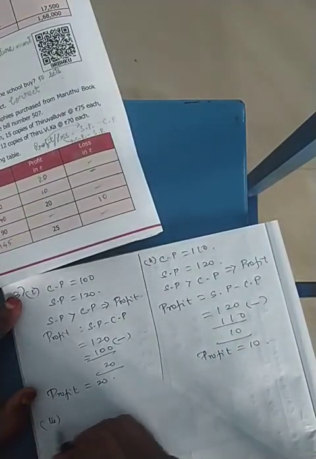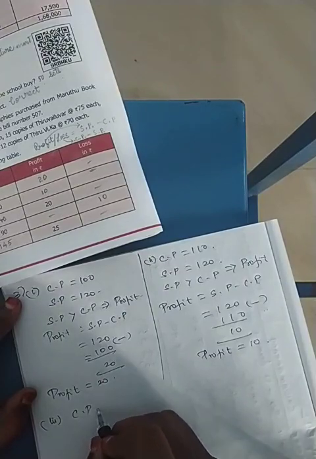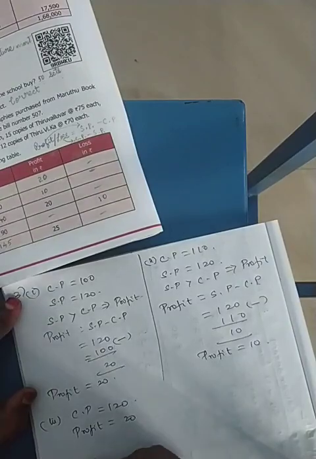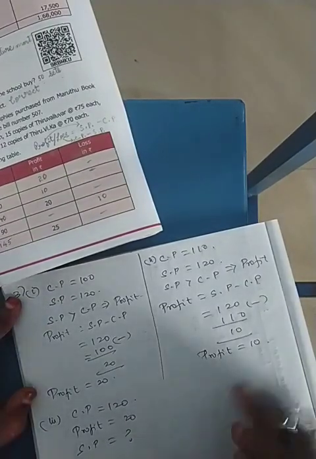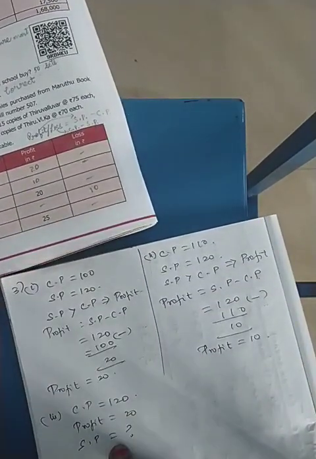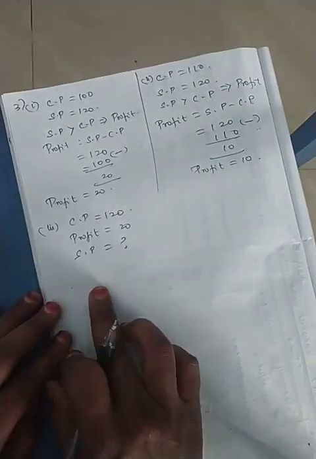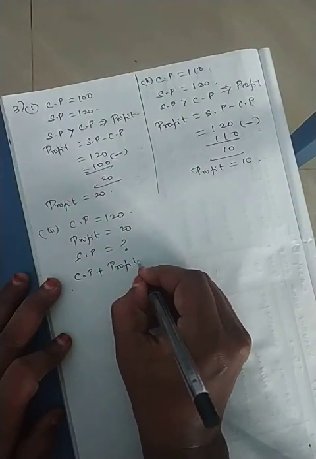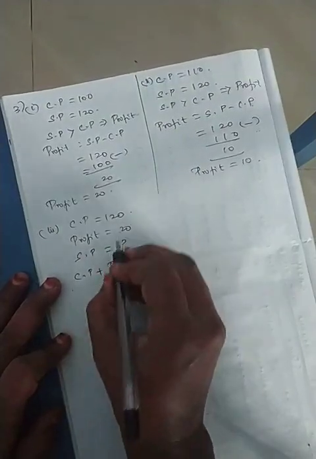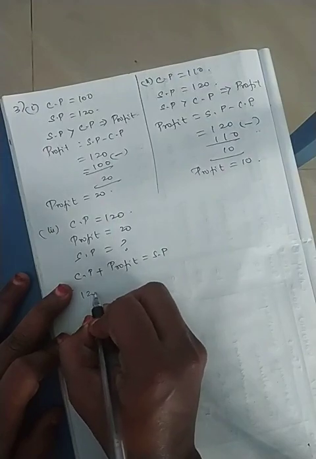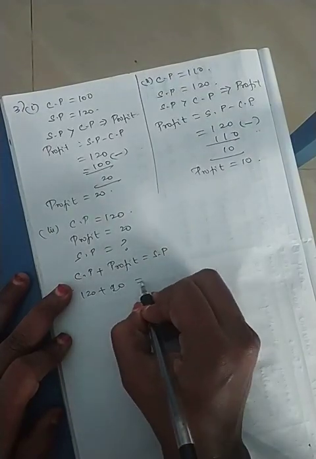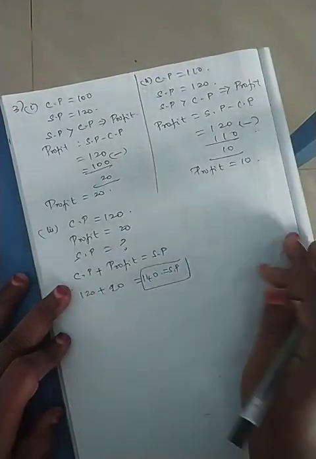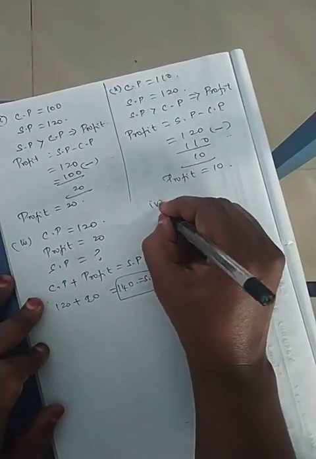Similarly, third one, they have given CP is equal to 120, profit they have given 20. You have to find SP. The moment you see profit, CP plus profit will give me SP. So CP plus profit is 120 plus 20, which is equal to 140. So SP is equal to 140. This is the answer.